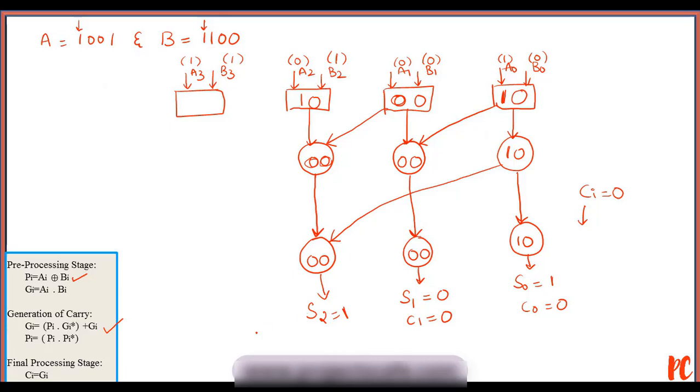Why S1? Because your sum value will be Pi XOR with Ci minus 1. Your Pi value is 1 and your Ci minus 1, which is nothing but the previous carry, is 0. So 1 XOR with 0 will give me a result of 1, and the carry C2 will be 0 as it is.